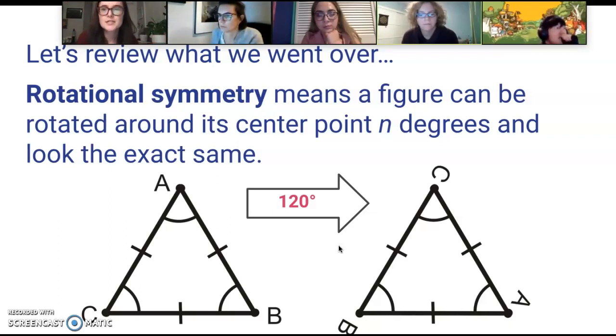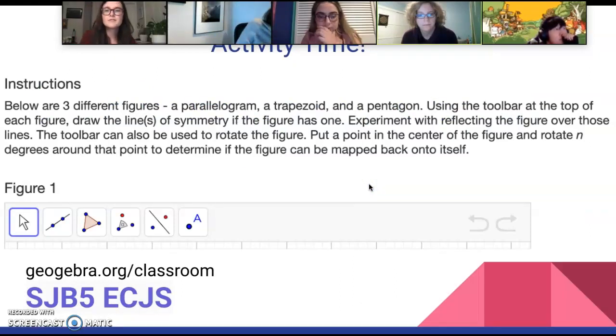So with rotational symmetry, it needs to be less than 360 degrees. Any figure can be rotated 360 degrees and will look the exact same. So this is not a unique property. It needs to be less than 360. Like with this triangle, it's 120 degrees. So now that we reviewed that, I want to jump into our activity.